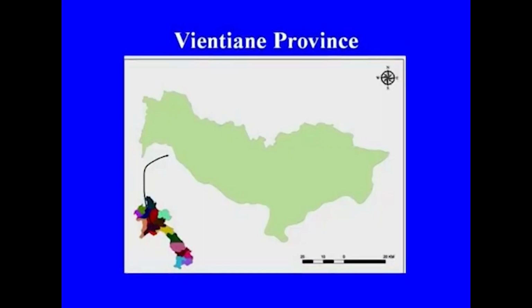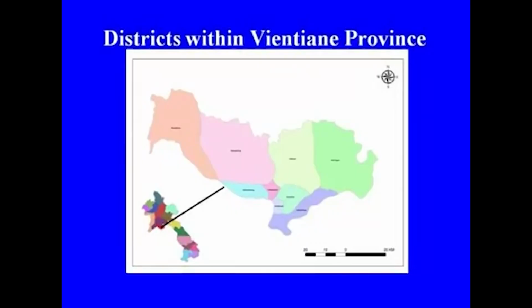This slide gives you an overall picture of the Wenchang capital city province and its location within the Lao DPR country. The next slide shows the various districts within the Wenchang province. The satellite images which were used were primarily SPOT data for this particular study in order to create the land use and land cover map.